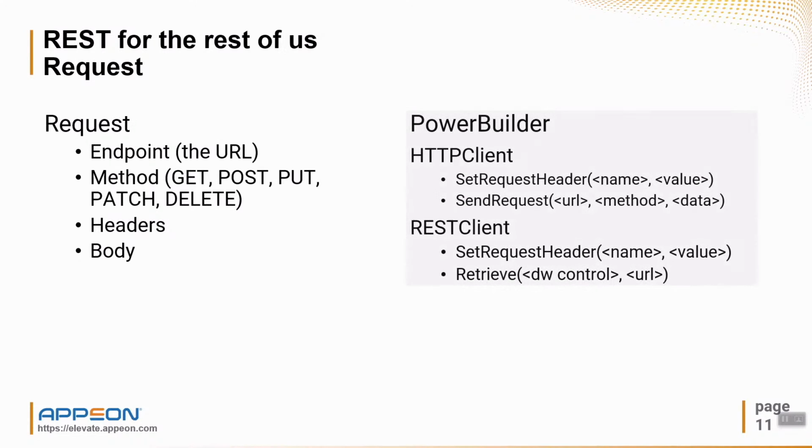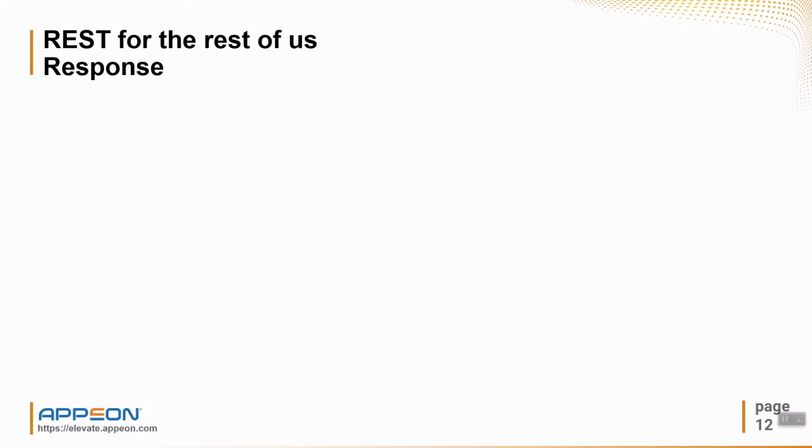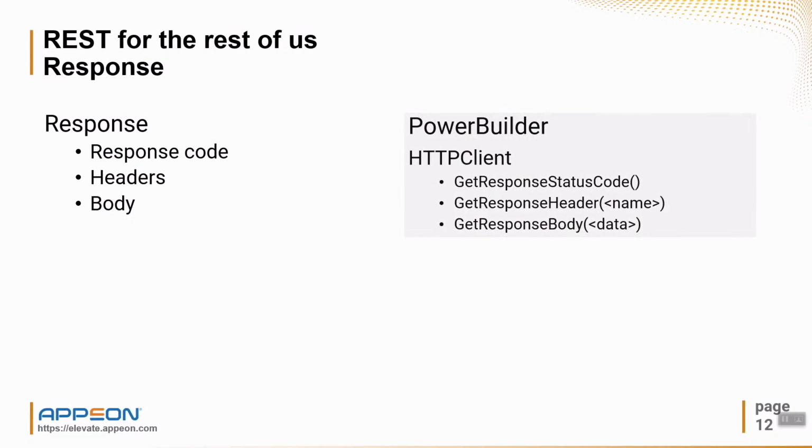And so in PowerBuilder, we're going to interact with these parts of the request using HttpClient and RestClient. And both of those objects have methods, such as setRequestHeader and sendRequest for HttpClient. And for RestClient, there's setRequestHeader and retrieve, which allows you to retrieve a web service into a DataWindow control. And looking at a response, we want to look at the response code, the response headers, and the response body. And in PowerBuilder, we'll use HttpClient methods, GetResponseStatusCode, GetResponseHeader, and GetResponseBody.